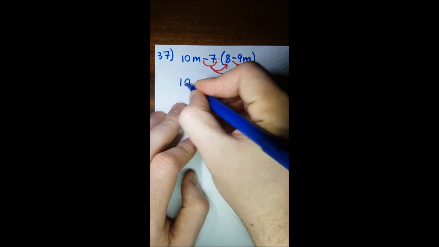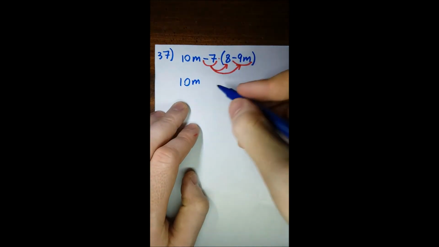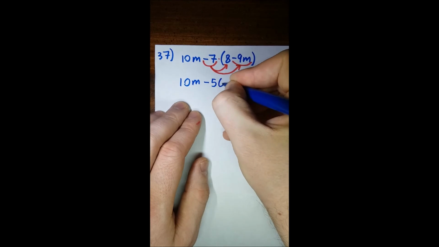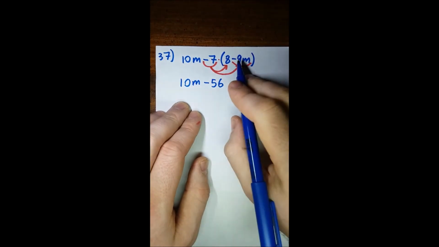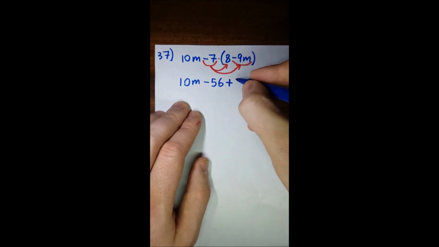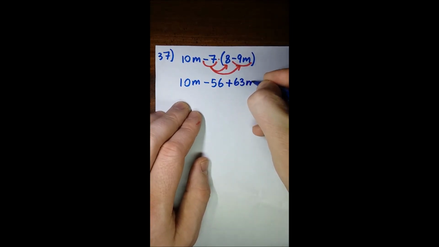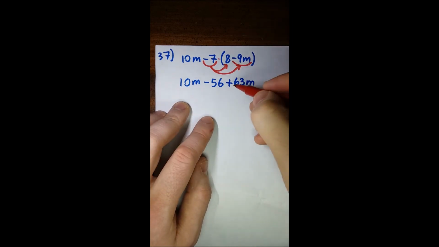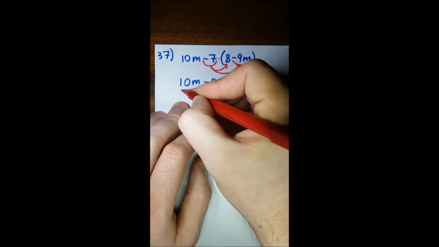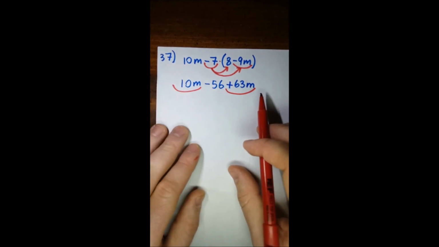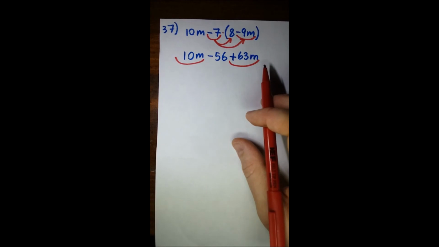10m stands by itself because we don't even touch it. Now, negative 7 times 8 is negative 56. Negative 7 times negative 9m equals a positive. 7 times 9 is 63m. Okay, now we need to combine like terms. Like terms are, I'm going to highlight it, positive 63m and positive 10m. If you don't see a sign in front of a number, it's automatically assumed to be a positive number.